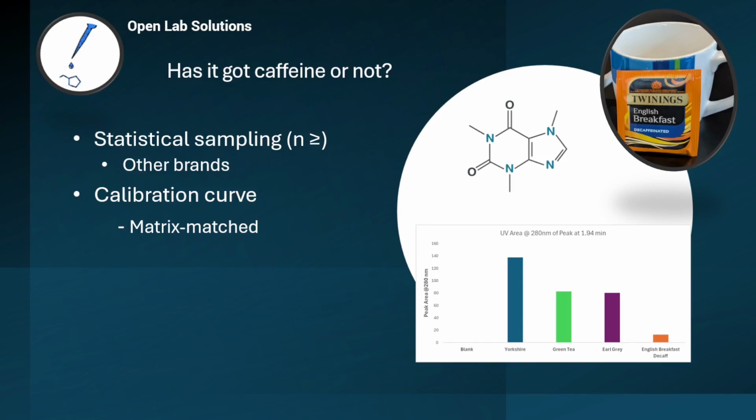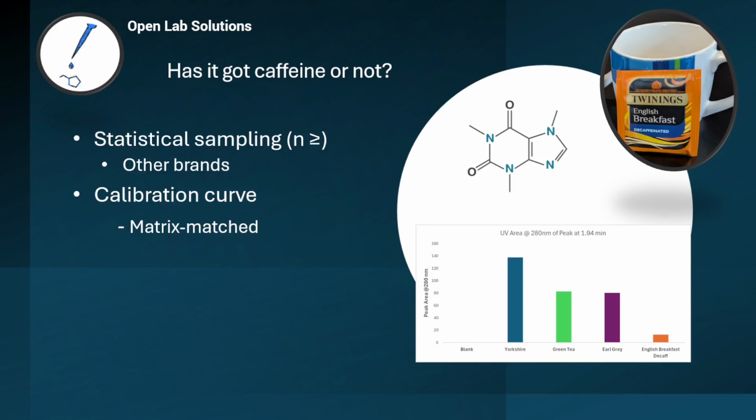Of course, this study could be translated and made much more powerful by doing more sampling. We've only had one sample point, one analysis. You could do triplicates, biological replicates. You could look at other brands of tea. And of course, we're doing relative comparisons here. We could do a calibration curve where we have a caffeine standard. We can make sure about that retention time, at least in the UV.